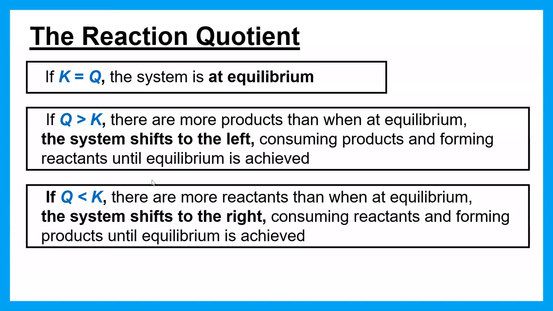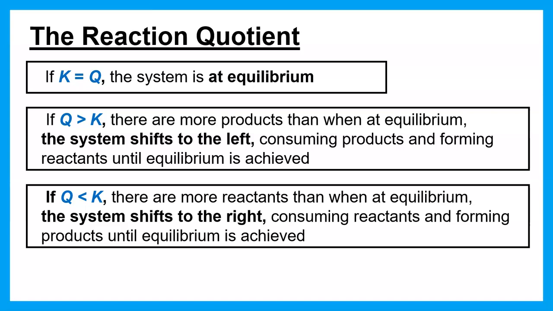Now, if your Q value is too small, if Q is less than K, that means your numerator is too small. You don't have enough products. Your denominator is too big. You have too many reactants. So your reaction is going to shift to the right, trying to use up some of those reactants, trying to make more products until you can reach your equilibrium position.